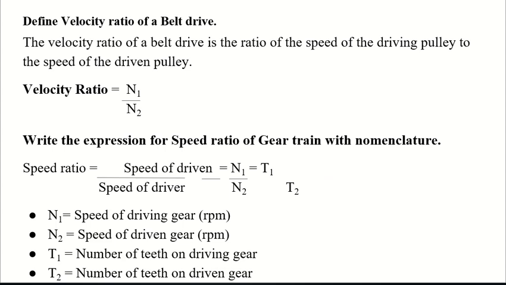Write the expression for speed ratio of a gear train with nomenclature. Speed ratio is equal to speed of driven divided by speed of driver. N1 divided by N2 is equal to T1 divided by T2.